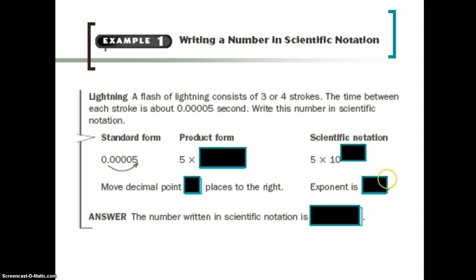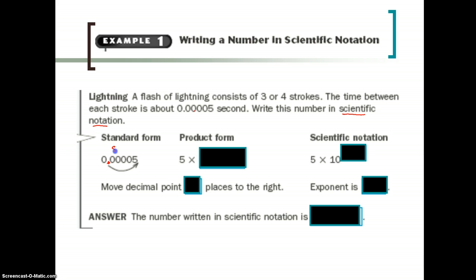Example 1. A flash of lightning consists of 3 or 4 strokes. The time between each stroke is about 0.00005 seconds. Let's see what that number actually says. This is tenths, hundredths, thousandths, ten-thousandths, hundred-thousandths. So 5 hundred-thousandths of a second. Write this number in scientific notation. The reason why we use scientific notation is because it's an easier way to write really big numbers or really small numbers. You can see the decimal point clearly.